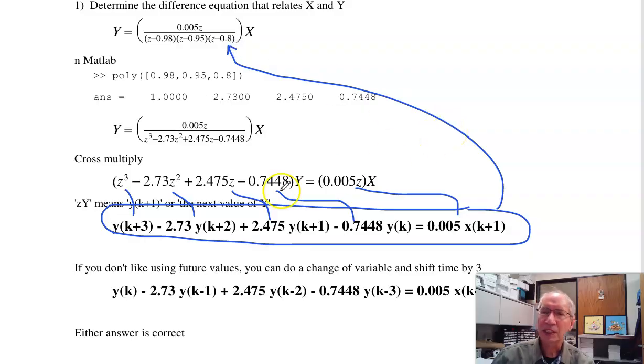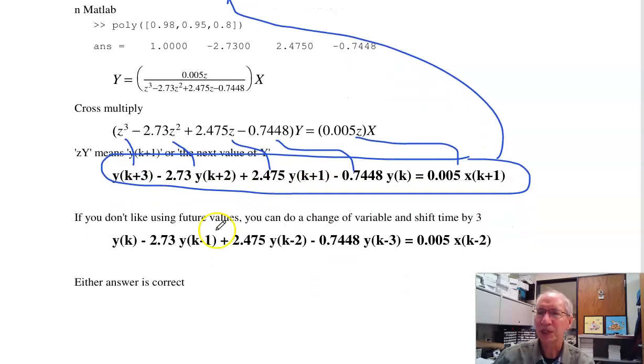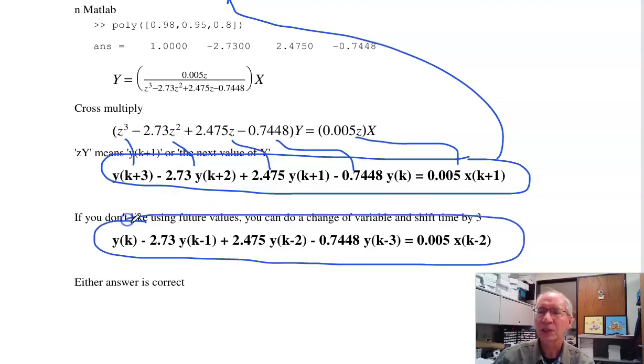Some people don't like using future values, so just do a change in variable, shift everything by 3, and I can also write the difference equation this way. So here I'm using the current and previous values. Either one's correct, just different by a change in variable.